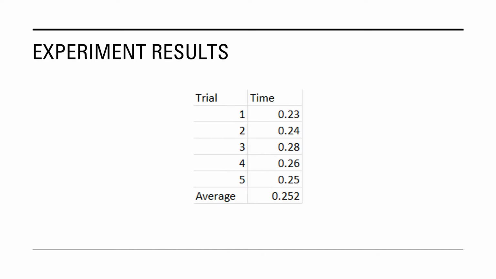Here are the quick experimental results. After 5 trials, the average time for the magnet to fall through the tube was 0.25.